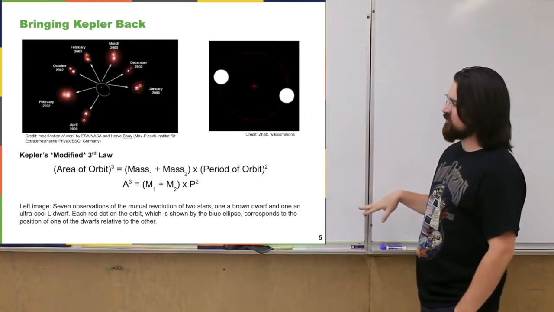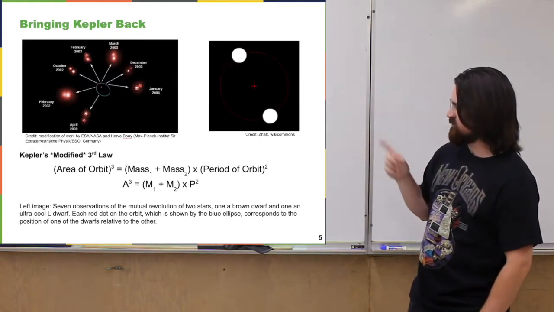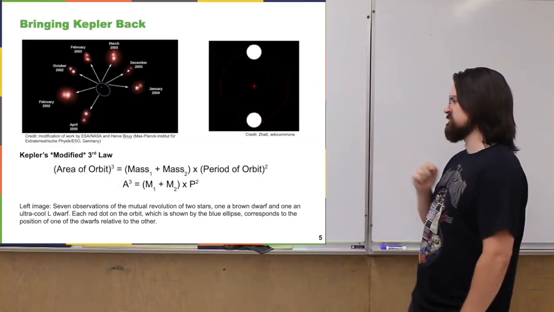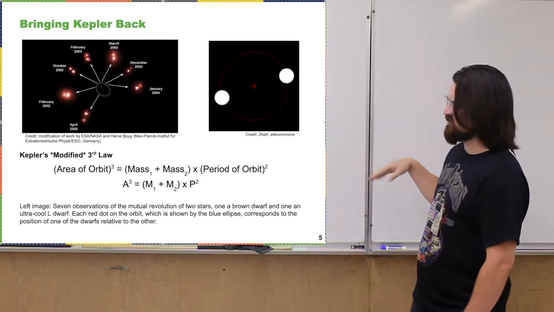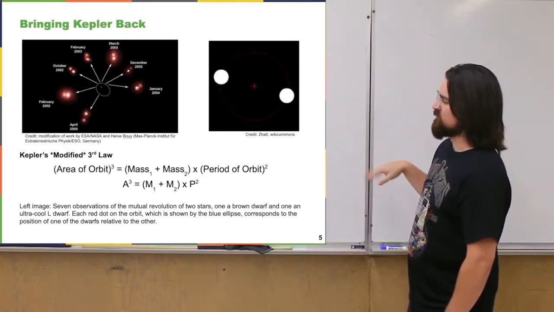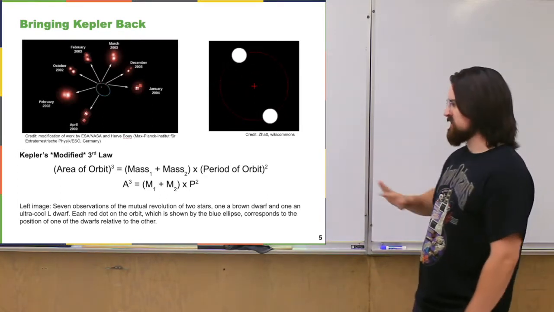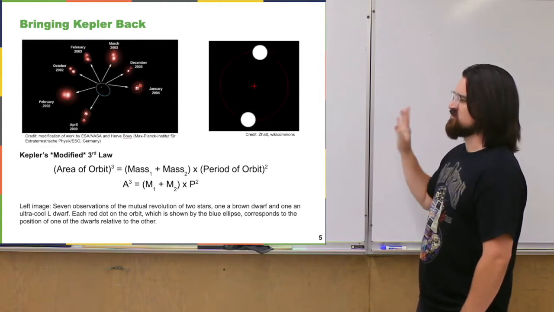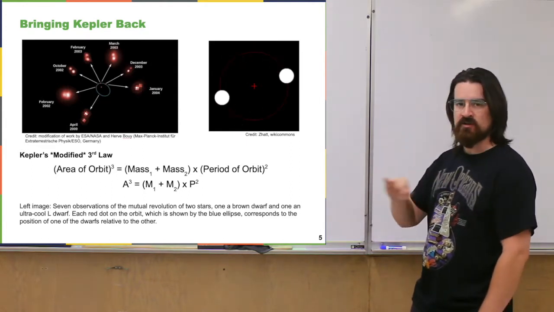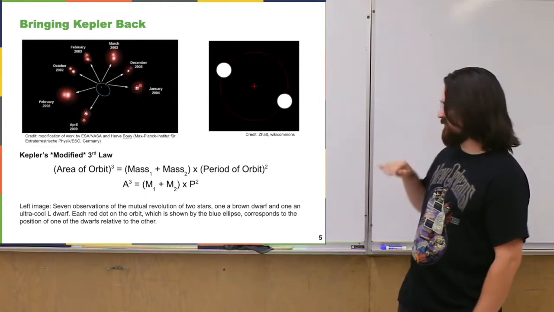You write it a little bit more compactly: A cubed is equal to (m1 plus m2) times P squared. I don't really expect you to use this or implement this, but just saying that the masses and the area of the orbit and the period of the orbit are all related to each other, and they're related in a known way.